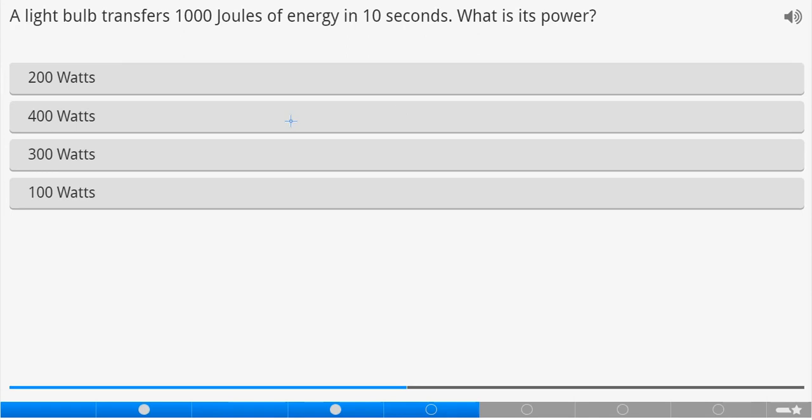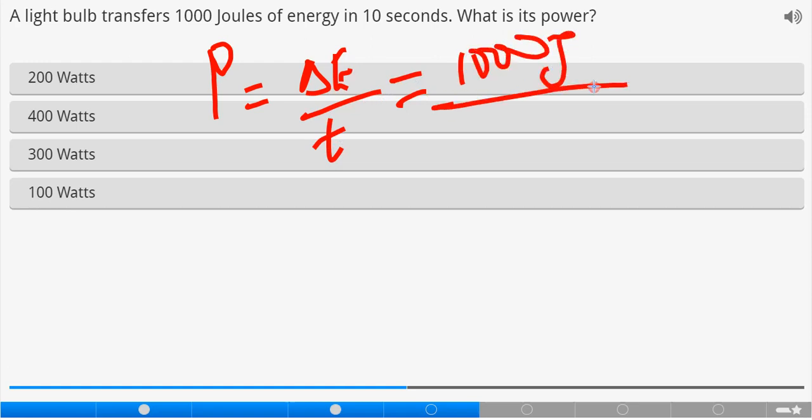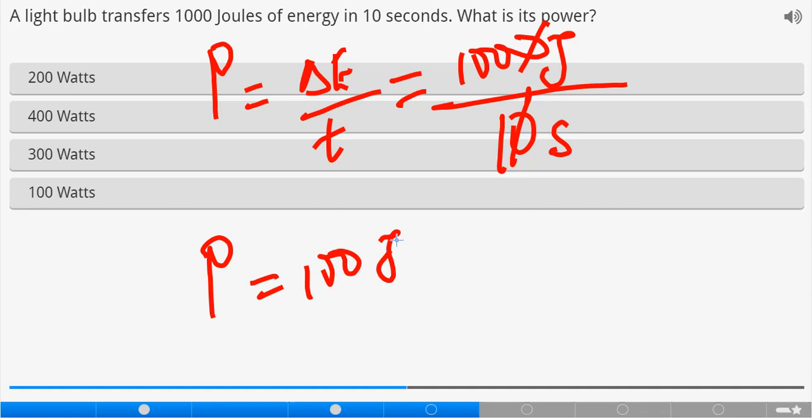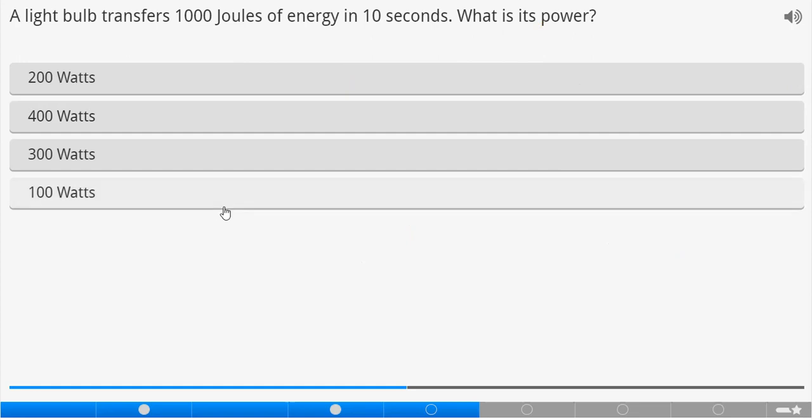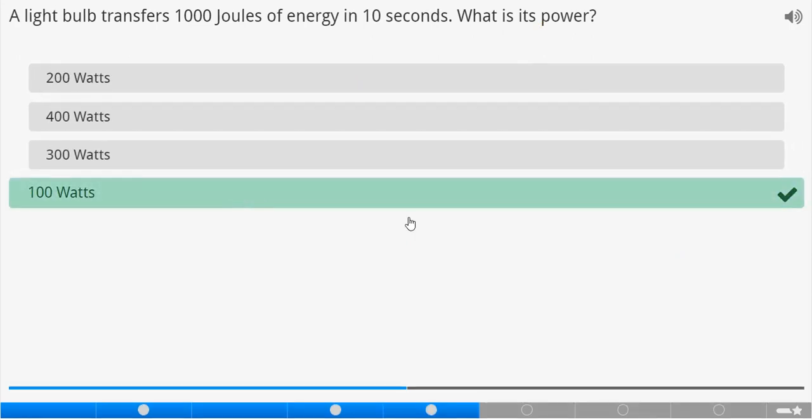A light bulb transfers 1,000 joules of energy in 10 seconds. What is its power? Power is equal to energy transferred divided by time. Energy transferred in this case is 1,000 joules divided by 10 seconds, so this will cancel this. Power is 100 joules per second. 1 joule per second is 1 watt, so we have 100 watts. Let's pick 100 watts and see. That's correct.